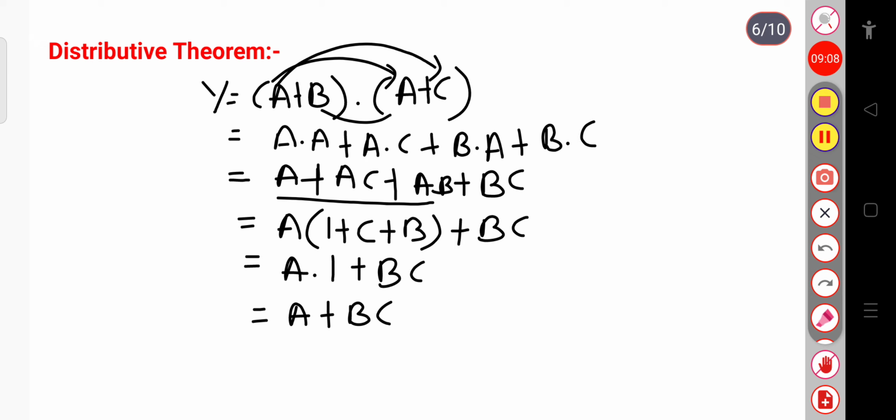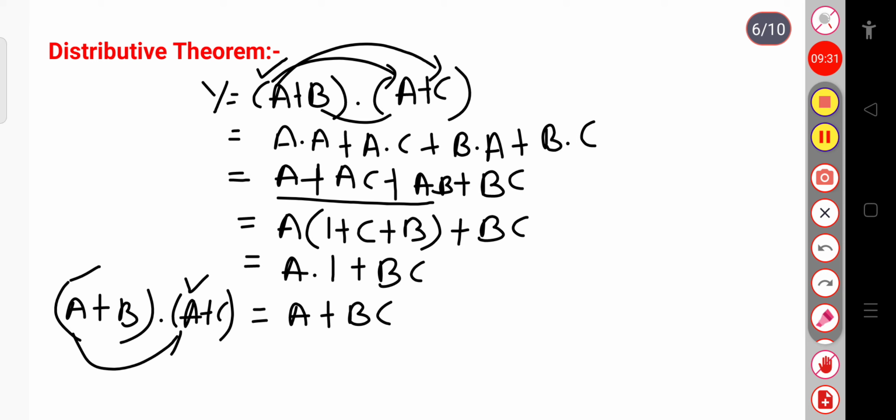So this is something you use as a trick to solve some problems. You can see the first term: A plus BC means I write (A plus B) dot (A plus C), which is equal to A plus BC. You can see that this first term and this first term are the same. When these two terms remain the same, you can simply write it as A plus BC.